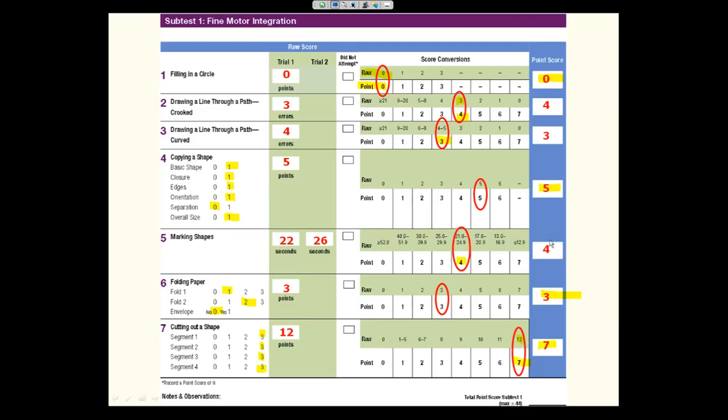Basically all we do then is add those all together and put them down at the bottom. Out of a maximum, as you see down here at the bottom, of 44 points, Mary was able to get 26 points.